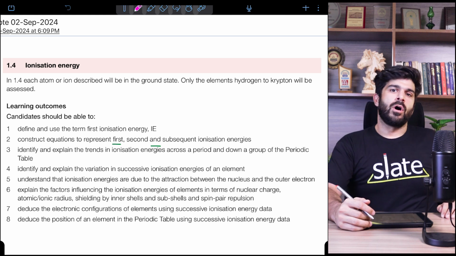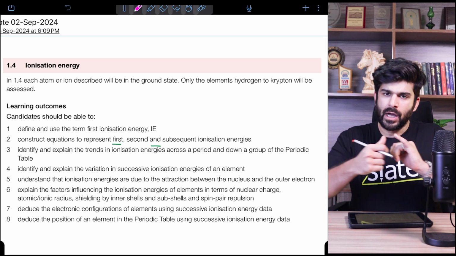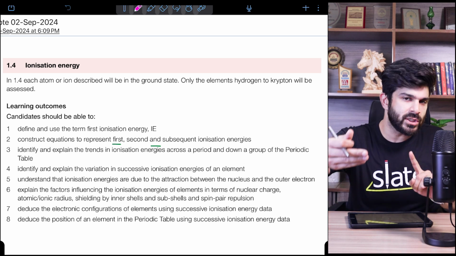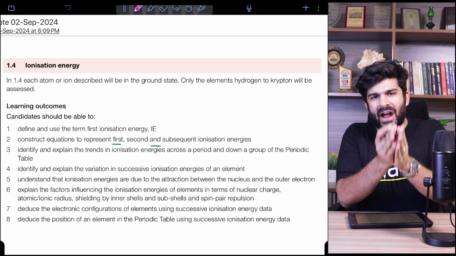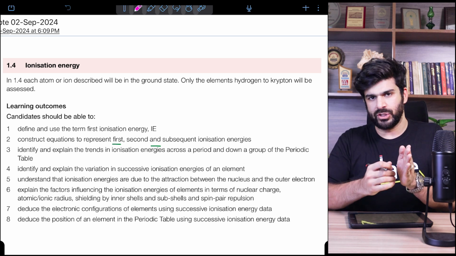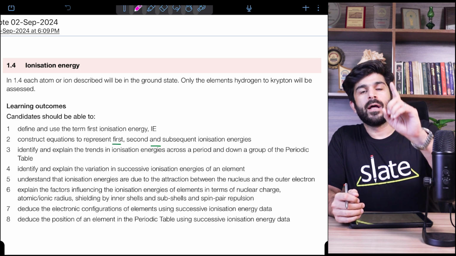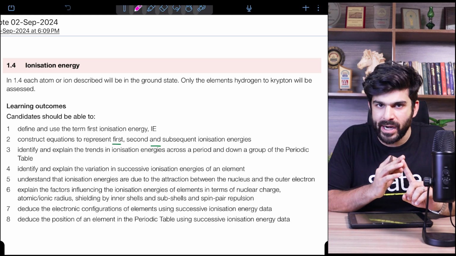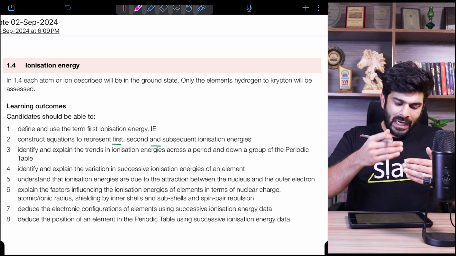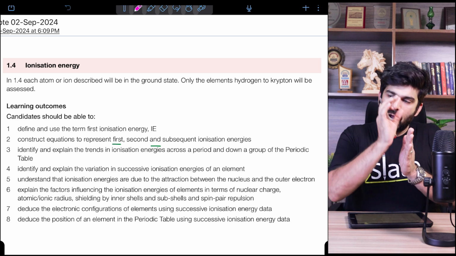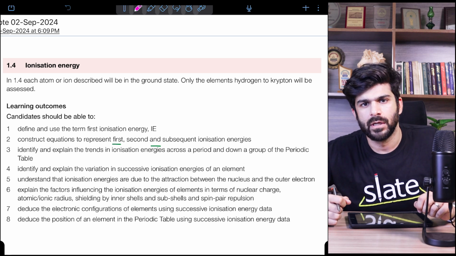In the previous lecture of ionization energy, we talked about a few factors of ionization energy. We talked about the definition. We talked about the equations of ionization energies. And we further talked about the factors which impact the ionization energy. Now we are going to talk about the successive ionization energy and the trends. We talked about the trend across the period and the trends down the group. But now let's talk about the trends across the periodic table, like what happens to the first ionization energies.